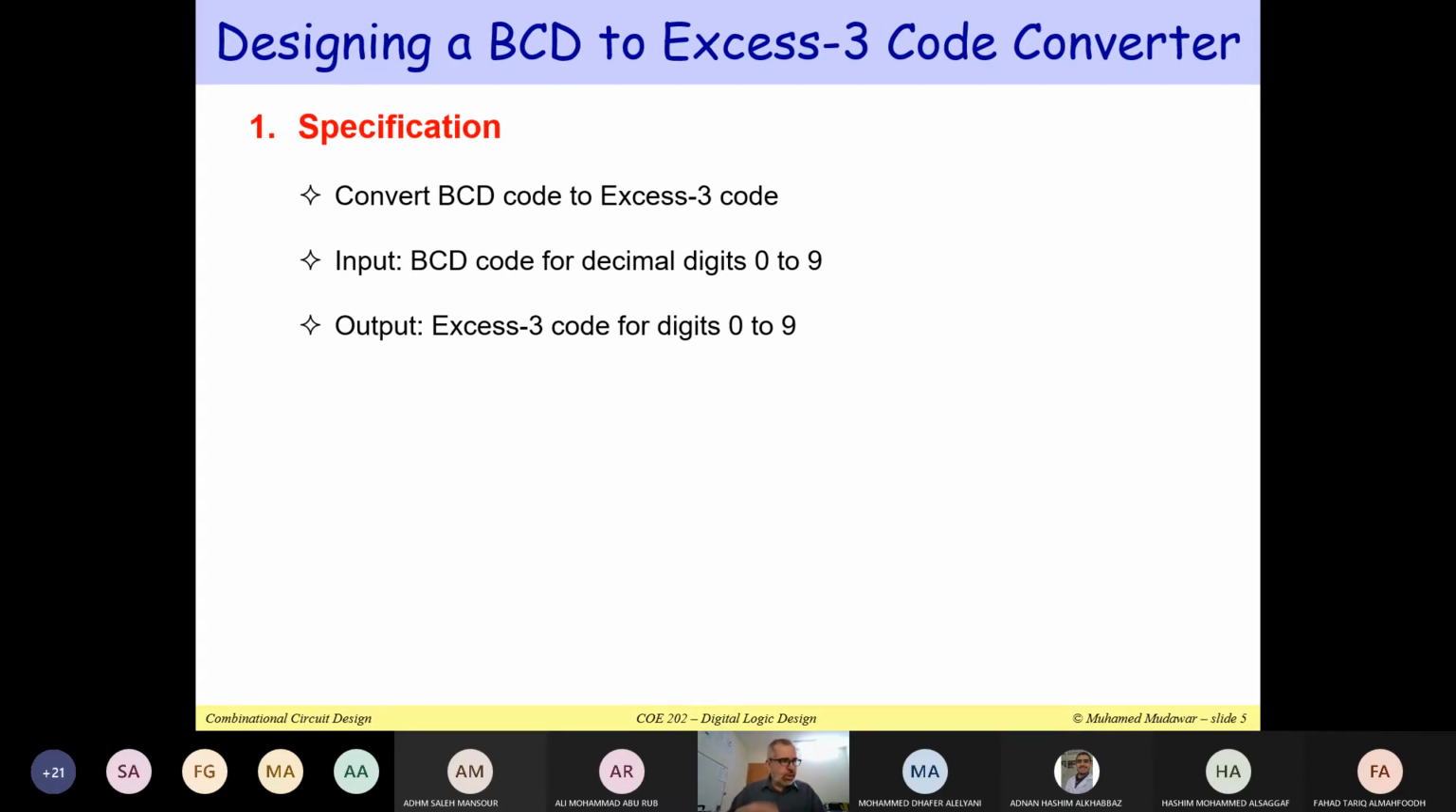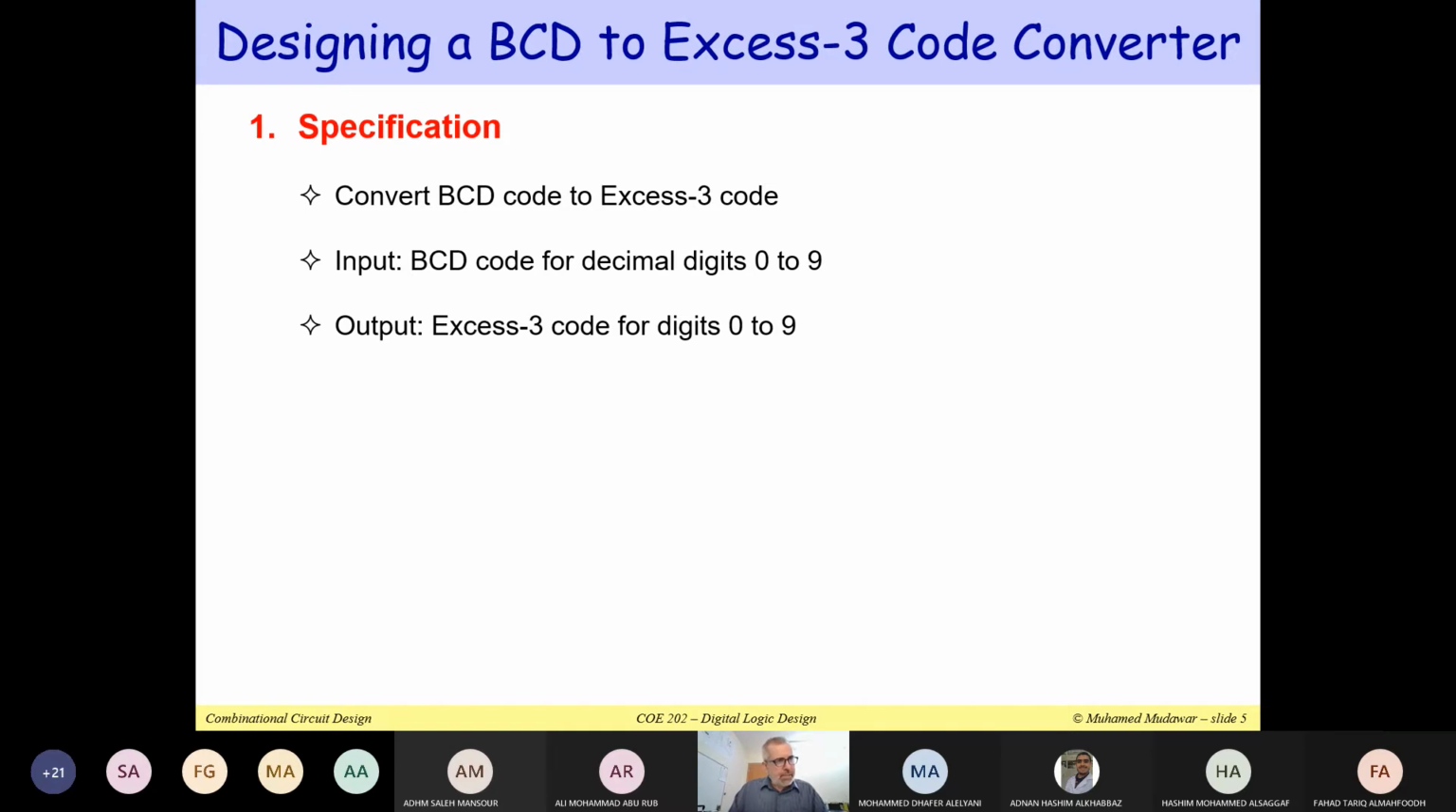XS3 is another code which also uses 4 bits to represent the 10 decimal digits. But we know that XS3 adds 3, okay, to the value of each decimal digit. Yani 0 will be represented as a 3. Okay, 1 will be represented as 4 in binary. That's the meaning of XS3. Right. We say, what's the input? The input is BCD code from 0 to 9. What is the output? The output will be the XS3, which is also representing the decimal digits from 0 to 9. Right. So that's the specification.